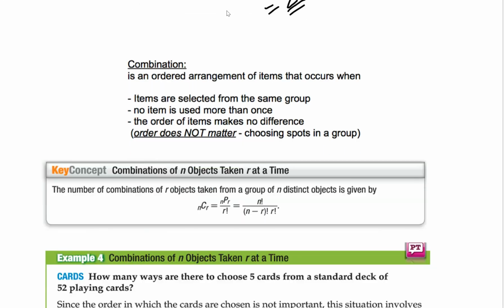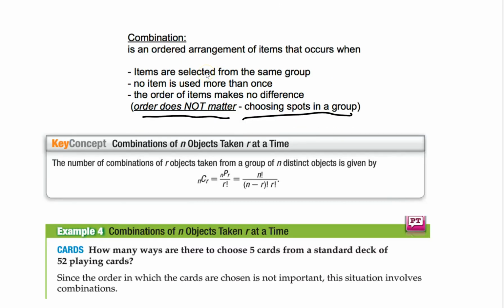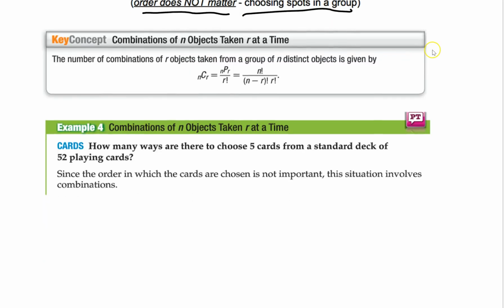But before we do that, let's go to combination. So combination is the same idea, but it's where order does not matter. Again, the best thing I can think of is choosing spots in a group. So if it doesn't matter who gets picked first, second, or third, then it's combination. The formula for that is nCr. As you see right here, we've used this formula before. That's like the same thing.